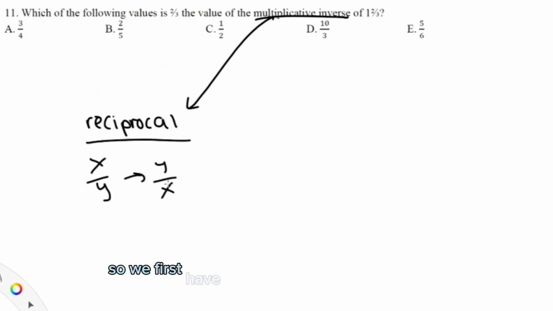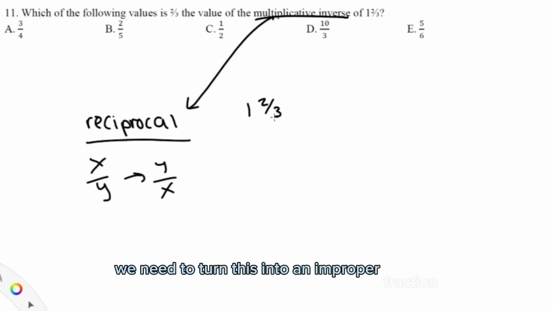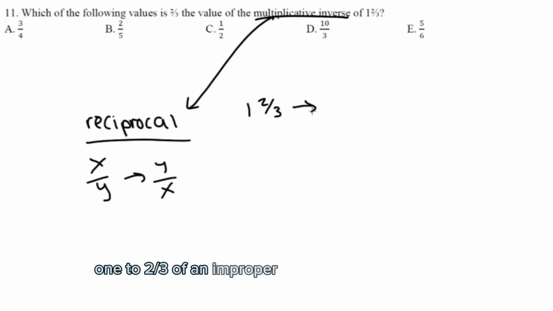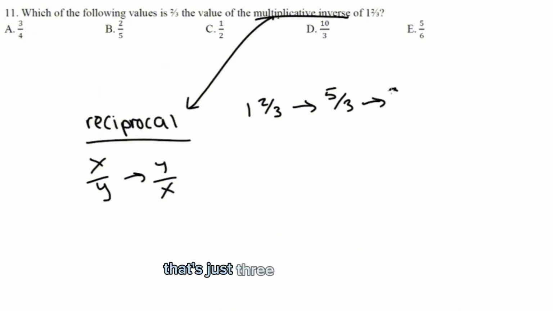Alright, so we first have the number 1 2/3. We need to turn this into an improper fraction. 1 2/3 as an improper fraction is just 5/3. Alright, now let's find the reciprocal of 5/3. That's just 3 over 5. Alright, now we can find 2/3 of 3 over 5.